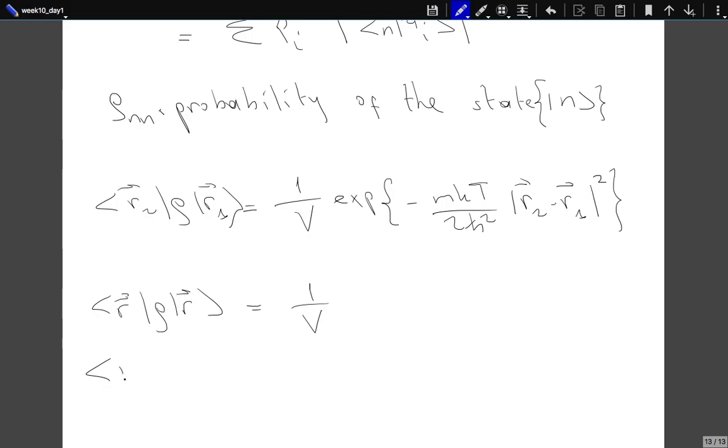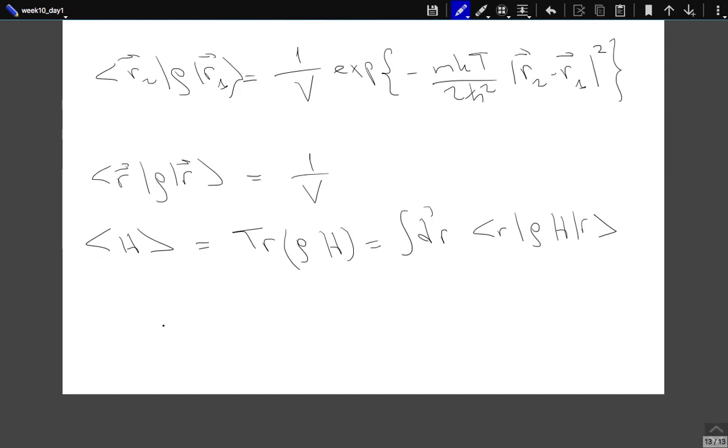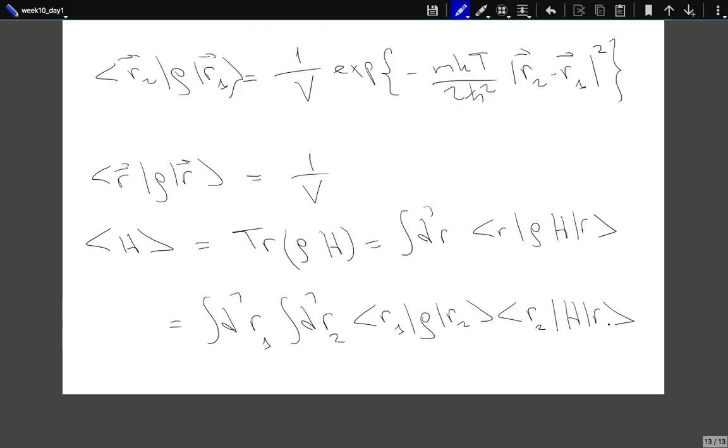So the average of the Hamiltonian for this system is nothing but the trace of rho times H. This is the integral of d cubed r of rho H, which equals the integral of d cubed r1 d cubed r2, r1 rho r2, r2 H r. Or let me just take a slightly different route.